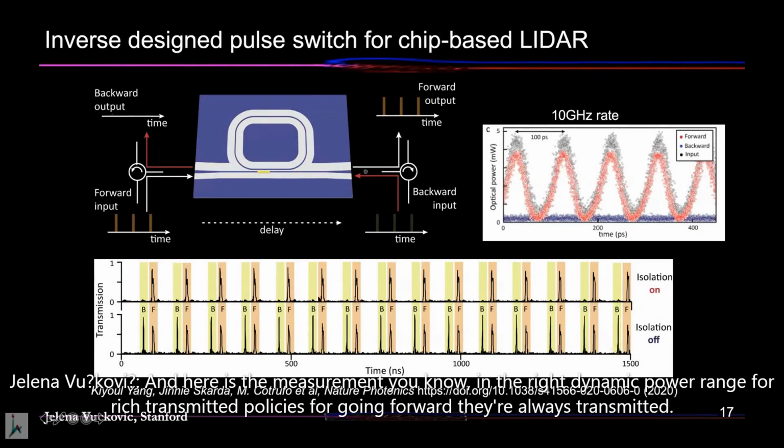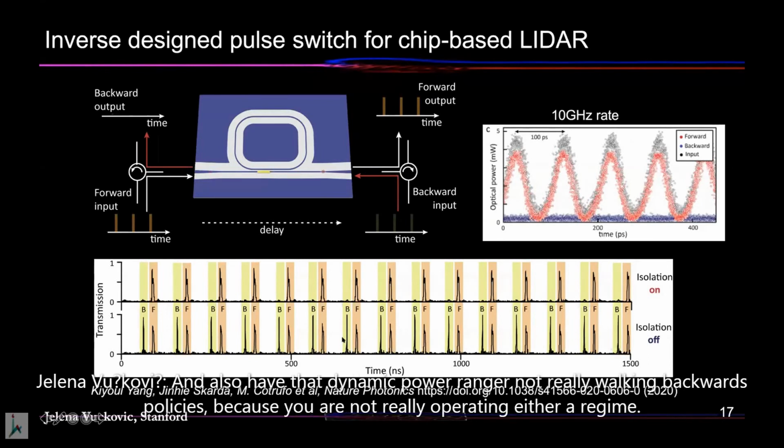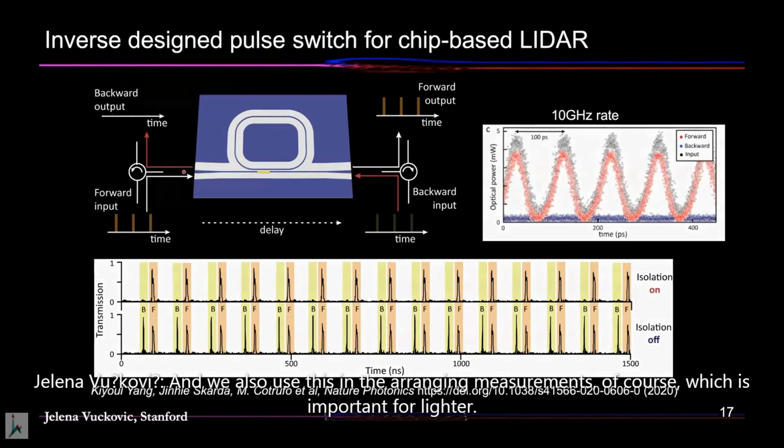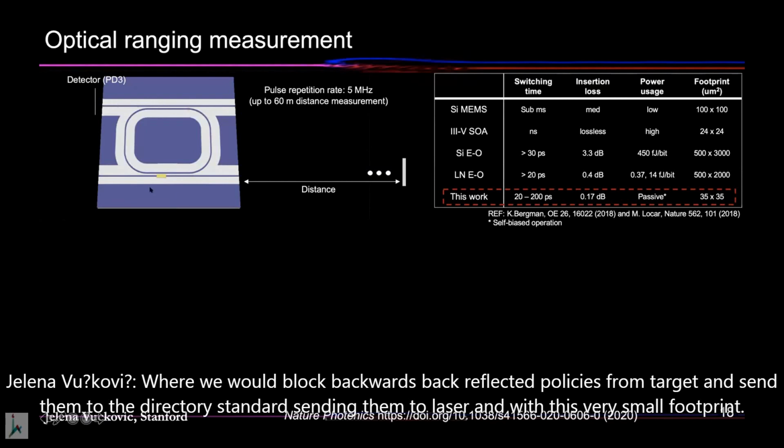Forward transmitted pulses going forward are always transmitted. Backward pulses are blocked. And we can do that at up to actually 30 gigahertz operation rate. Outside of that dynamic power range, you are not really blocking backward pulses because you are not operating in the right regime. We also use this in ranging measurements, which is important for LiDAR, where we would block back reflected pulses from the target and send them to the detector instead of sending them to the laser.